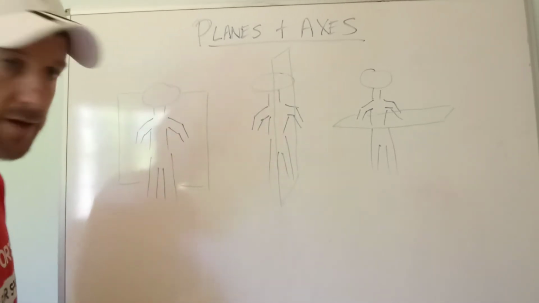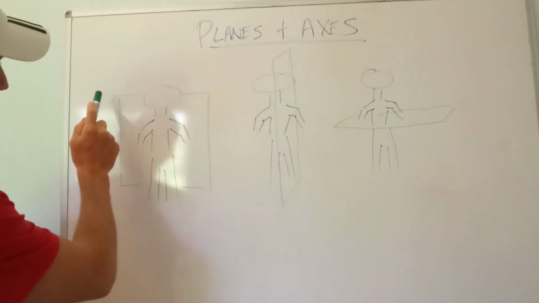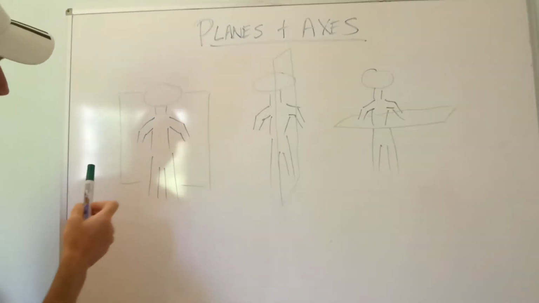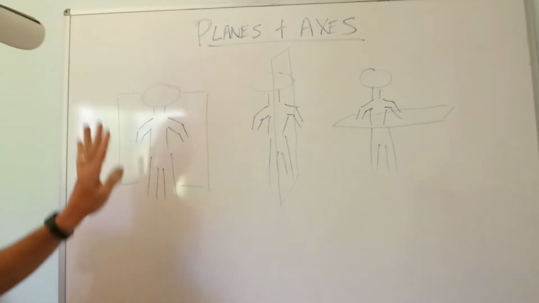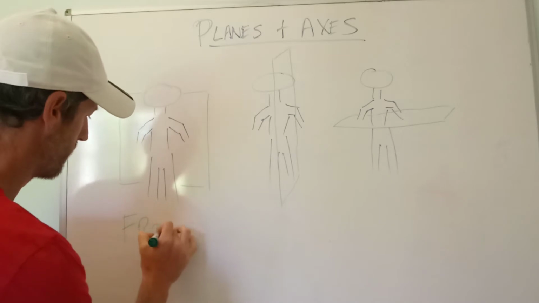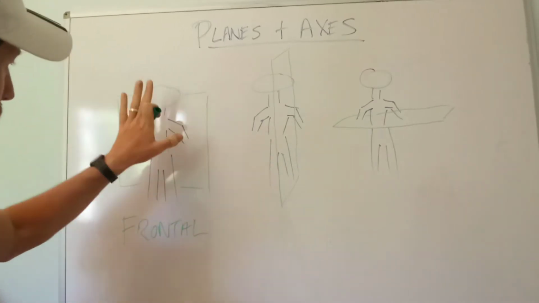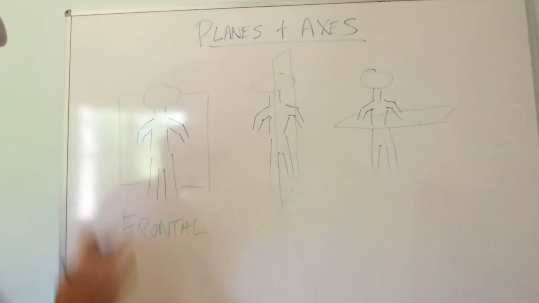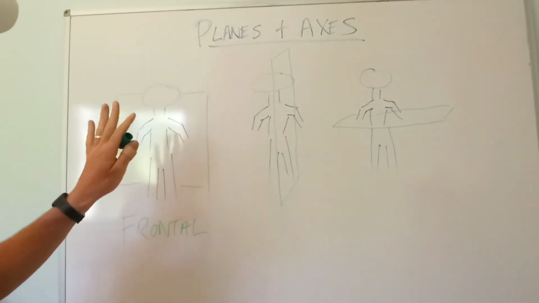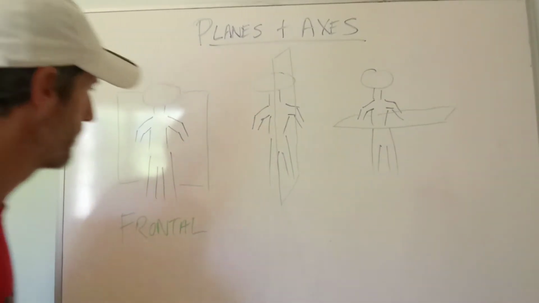On the left here, I've drawn a great picture of a person, and the plane divides the person from front to back. So you've got a back half and a front half. You've just got to remember that the plane is as if you're looking at it from the front on, so it's called a frontal plane. Any movement that's happening in that particular plane means any movement that you could measure would be happening in that plane. I'll explain that a little bit more afterwards.